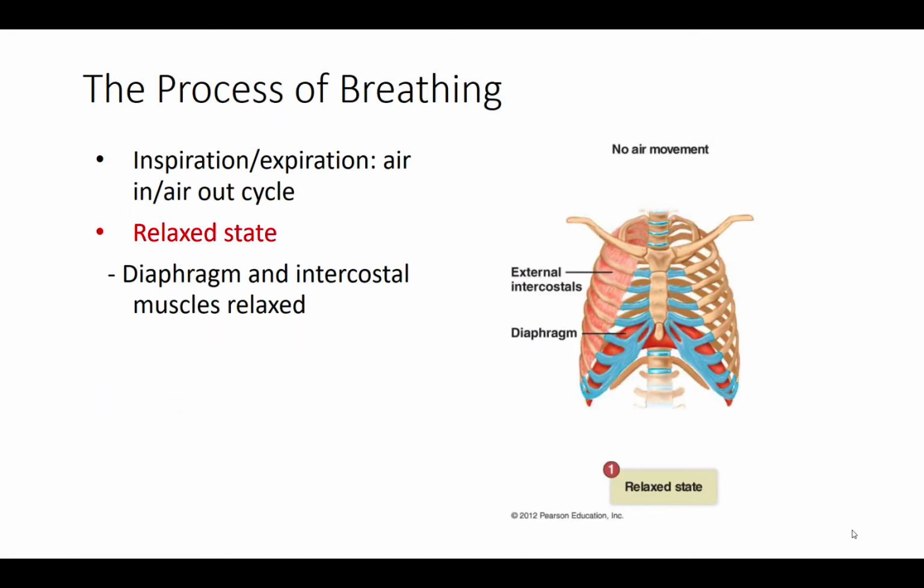The process of breathing, which is the movement of air in and out of the lung, consists of two parts: inspiration, the movement of air into the lung, and expiration, the movement of air out of the lung. This movement of air in and out is controlled by the intercostal muscles lining the thoracic cage and the diaphragm.